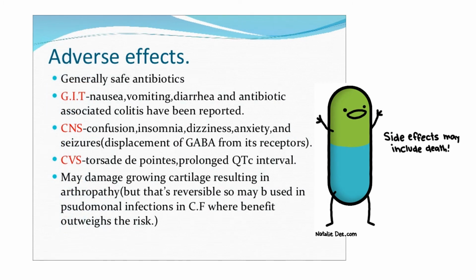Side effects. Usually, fluoroquinolones are safe antibiotics, but some patients experience a few side effects. Under GIT, the most common are nausea, vomiting, diarrhea, and also antibiotic-associated colitis, where they have diarrhea. This is the most commonly seen side effect. Plus, at the CNS level, they will have confusion, insomnia, dizziness, anxiety, and seizures. This is due to the displacement of GABA from its receptors.